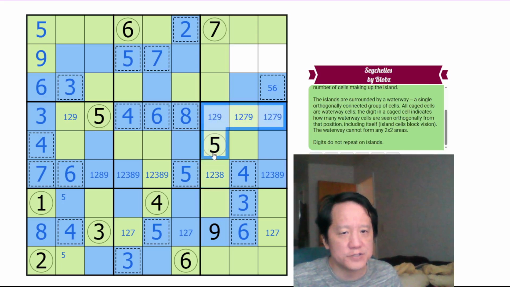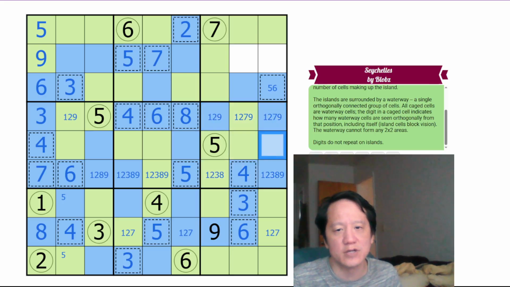Oh, where is 6 in box 6? Can't be here because of 6 in the row. Can't be here because of 6 in the column. Can't be here because of 6 in the row, so it has to be here. So this is 6, which makes that 5.